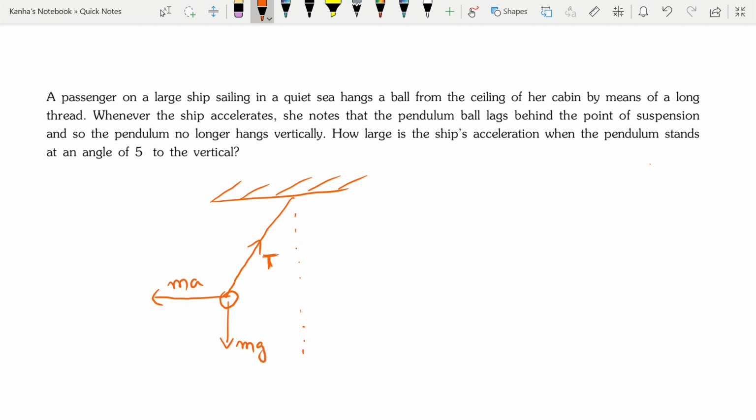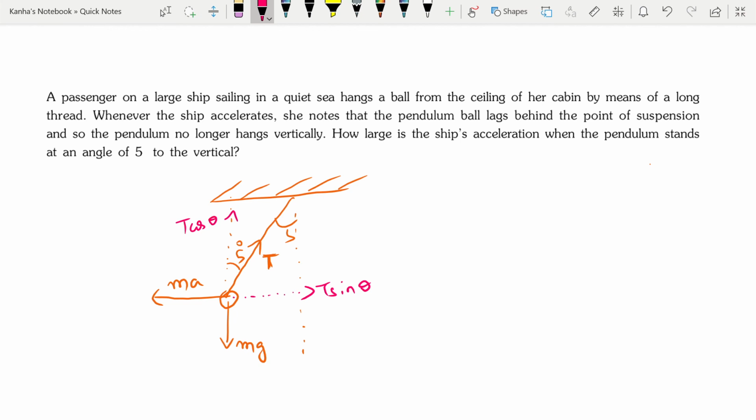And this is nothing but, if this is 5 degrees, so is this. So I can split T into T sine theta, and this will be T cos theta.